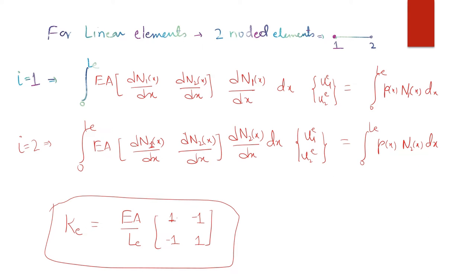Now for linear elements, that is the two noded elements, we know that each node has 1 degree of freedom, here u1 and also u2. So for I equals 1, for the first node, we will get one equation, and for I equals 2, we will solve another equation. Therefore we will get the stiffness matrix as EA by LE, 1 minus 1, minus 1 1.